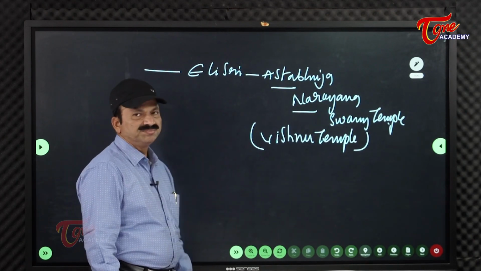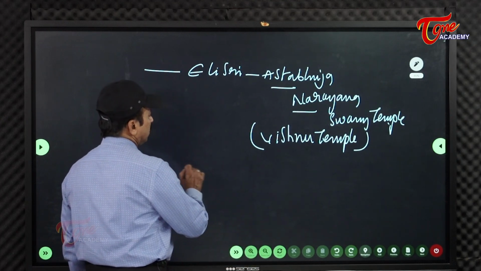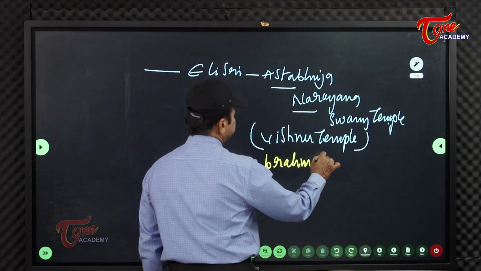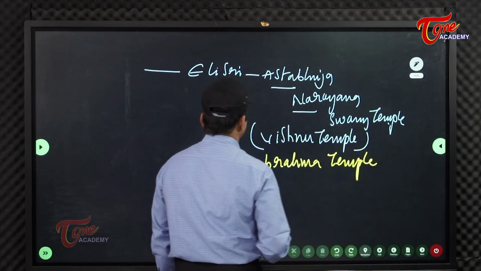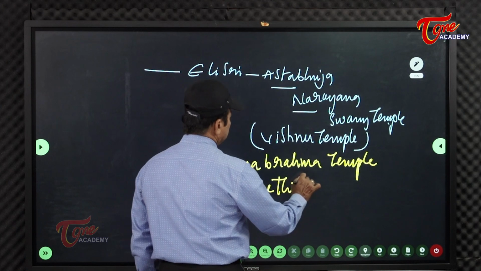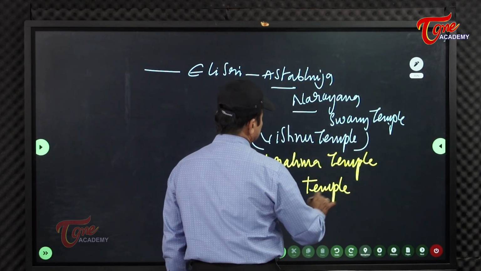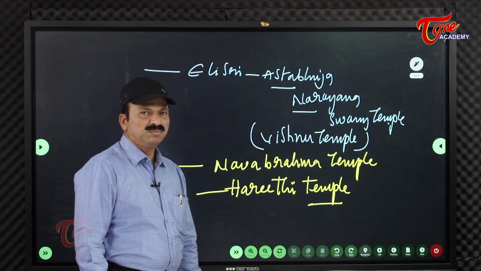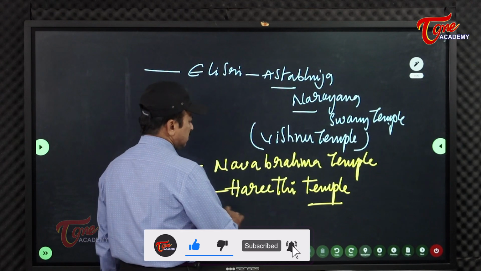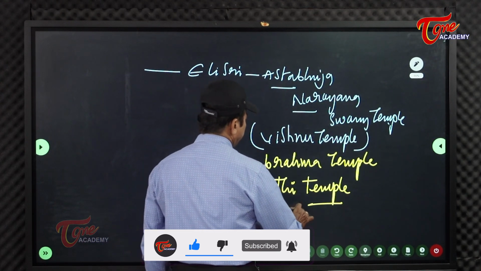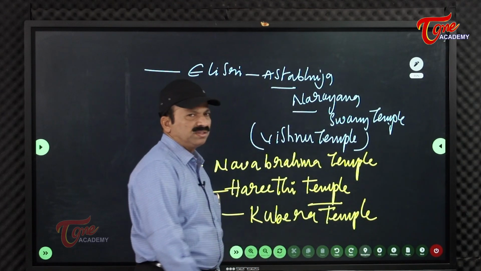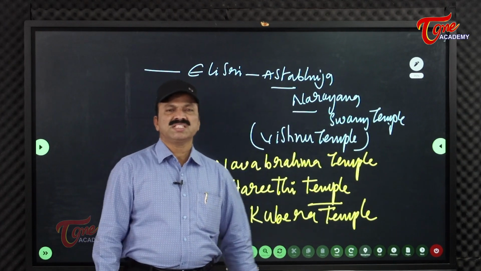Then not only this, Navabrahma temples were also developed. There was also a Hariti temple, the goddess of children. The Hariti temple was established. Navagraha temples were also established. The Kubera temple was also developed in the period of this one. Like that, a number of temples came into force.